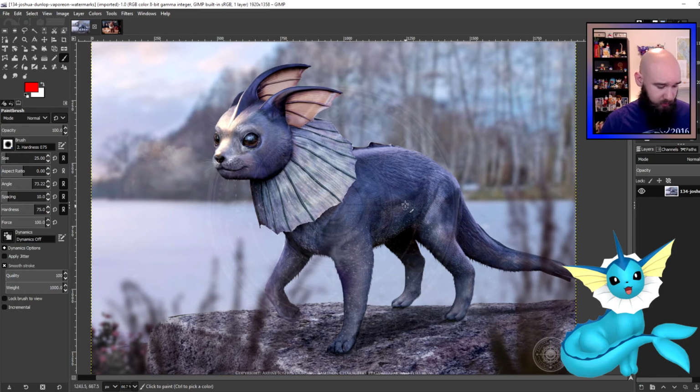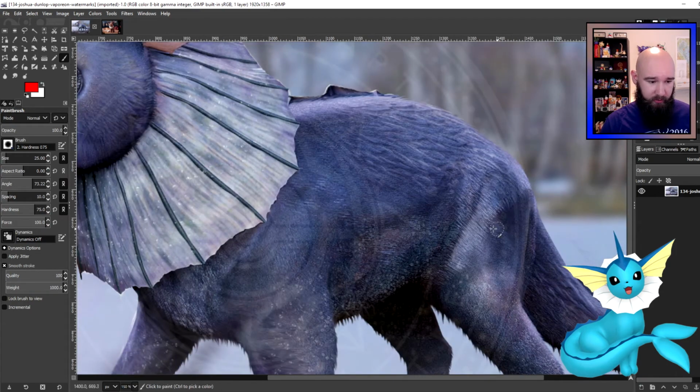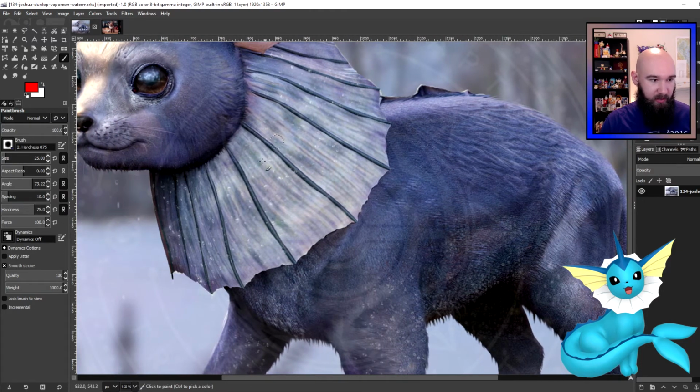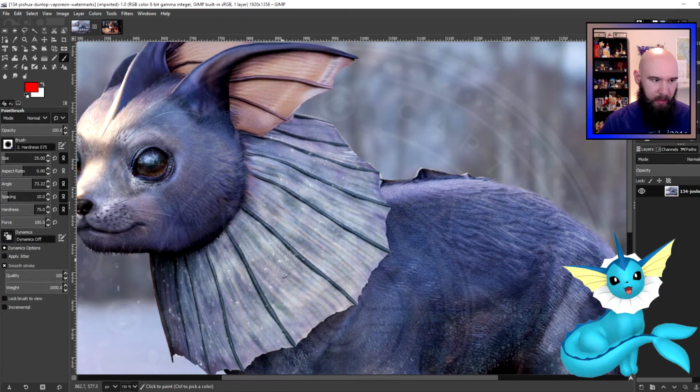But here, he chose to do a hybrid where you can see lots of very short fur, almost otter-like fur is what this looks like to me. But then he gives it, obviously he can't just take away an entire piece of Vaporeon's anatomy, so he gave it the frill that Vaporeon has around its neck.